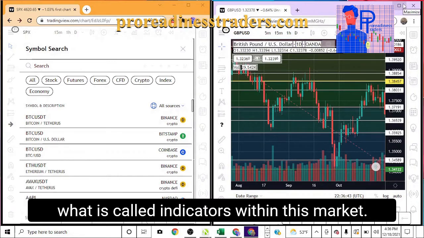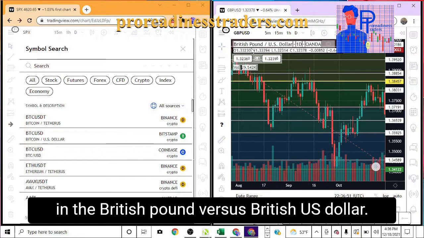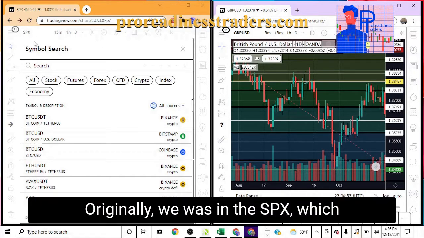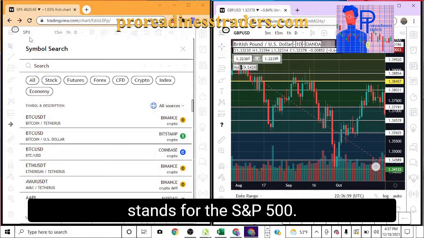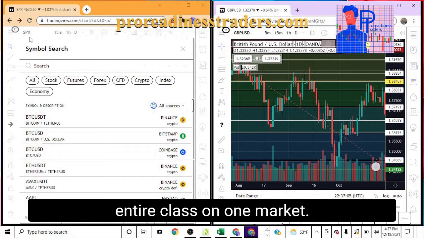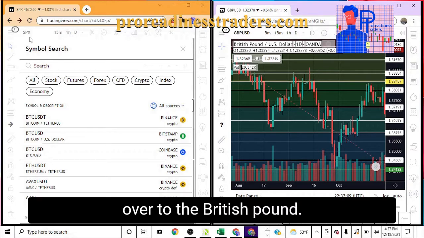We talked about the trend lines, and we were tying in a lot of what are called indicators within this market. If you look up here, I'm in the British pound versus the US dollar. Originally, we were in the SPX, which stands for the S&P 500. That's what I basically taught the entire class on, one market. Well, I just deliberately switched over to the British pound.